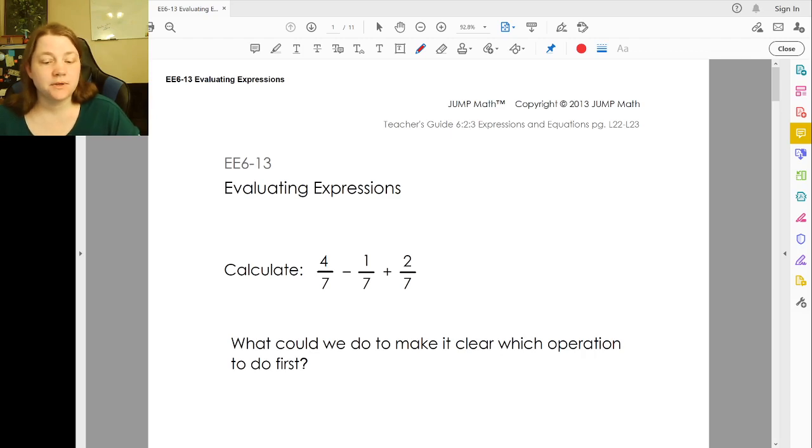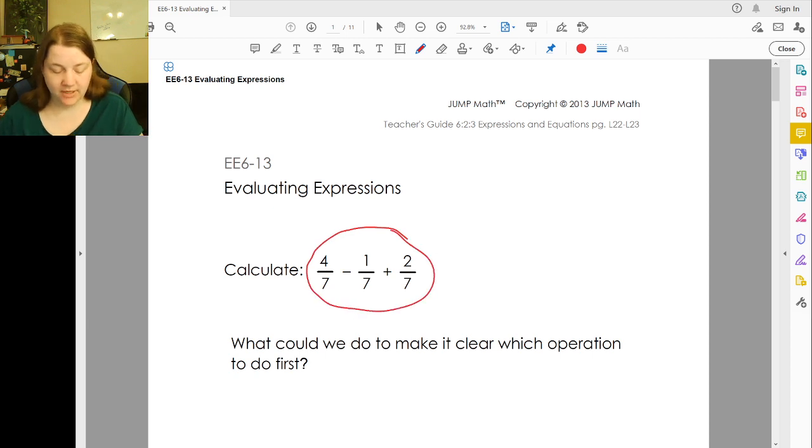This video is going to take us deeper into evaluating expressions. So let's say that we're looking at this math problem right here. What could we do to make it clear which operation we do first? Well, we can remember PEMDAS.